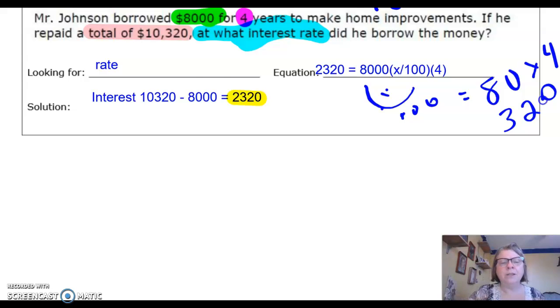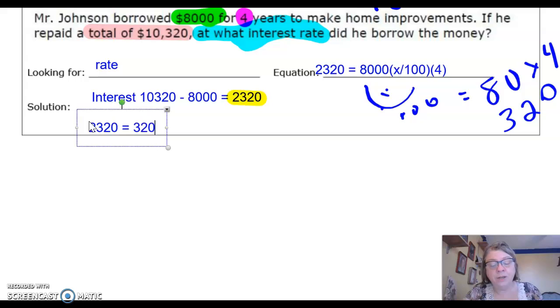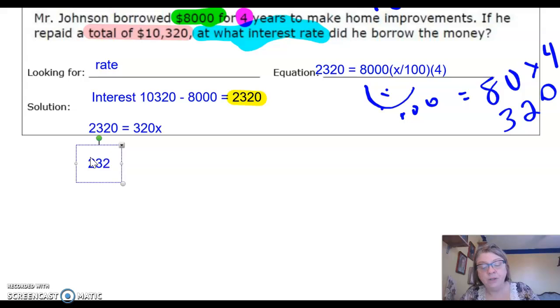So here's my equation. I'm going to do 2320 equals 320x. So once I've got down to one number with the x, I'm just going to divide both sides by 320. So to get the actual rate, it's going to be 2320 divided by 320. And the number that you get will be your percent. And that is solving word problems. Thanks for listening. I know it took a while.